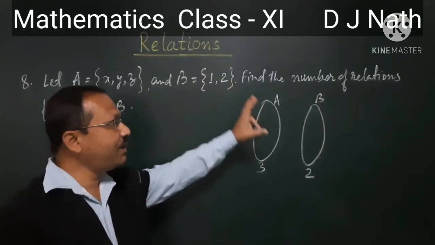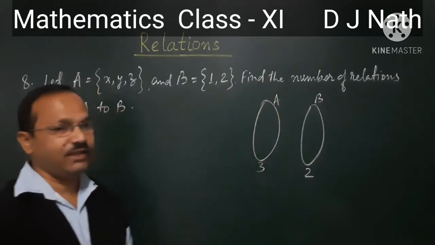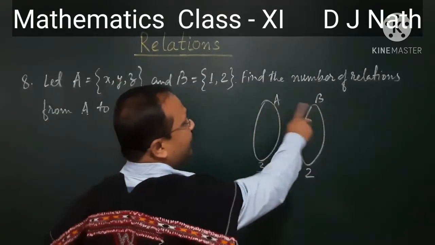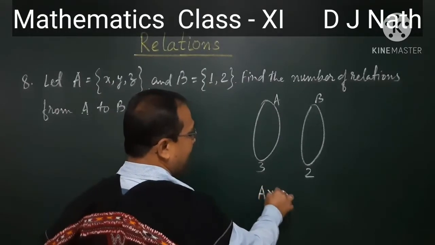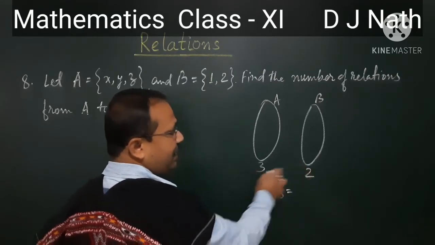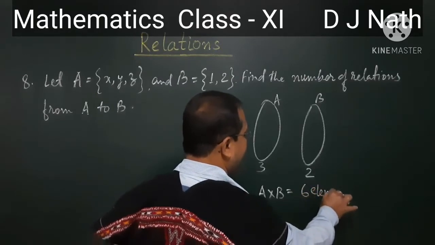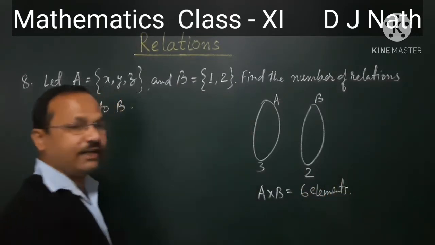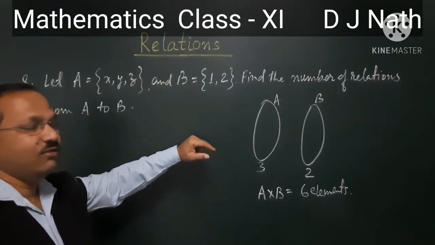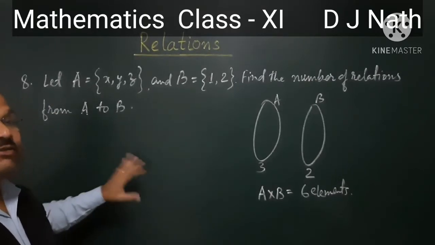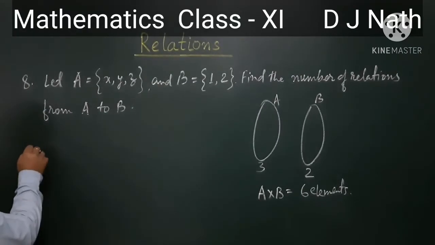Now, find the number of relations. How many relations can be made? What is the Cartesian product of A and B? In the Cartesian product A cross B, how many elements will there be? 3 into 2 means 6 elements. A cross B will have 6 elements. Then the number of relations from A to B will be 2 to the power 6.